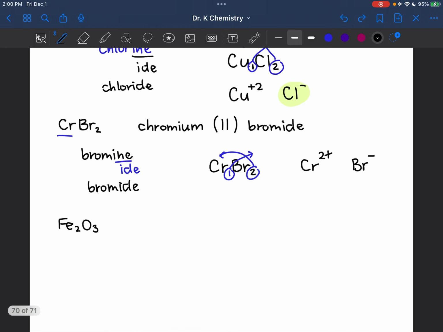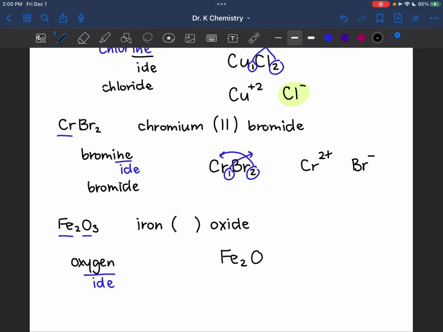Let's try another one. Here the first element is iron, so I will write iron, and then in parentheses I'll leave a little blank space for the charge. The second element is oxygen. We're going to keep the base name and change that ending to IDE, so that will become oxide. So some kind of iron oxide.